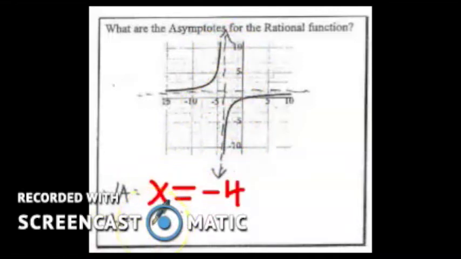And then you can imagine Mr. Whitehill asking, what's the HA? Where does the graph HA? Well, this is the horizontal asymptote, and right here it goes past 0, and right here it never quite hits 0. So in between, just past 0 and almost to 0, we're going to guess that that HA is 1. So again, this has a VA of -4 and a HA of 1.